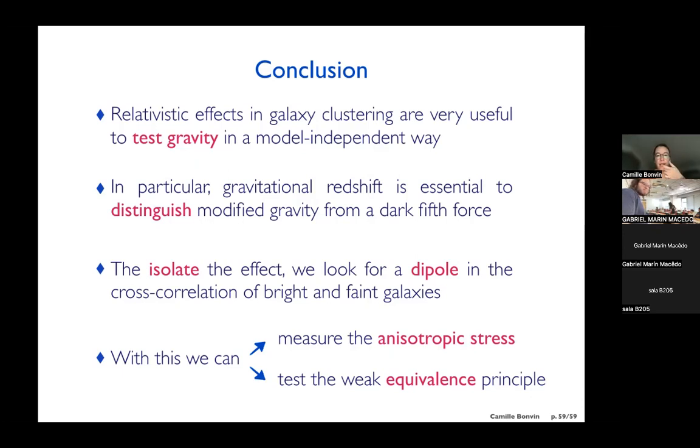And to isolate this effect, we need to look for a dipole in the cross-correlation function of bright and faint galaxies. And I showed you two types of tests that we can do by doing that. The first one is to measure directly the anisotropic stress. And the second one is to test the validity of the weak equivalence principle. Okay, I'll stop here. Thank you.